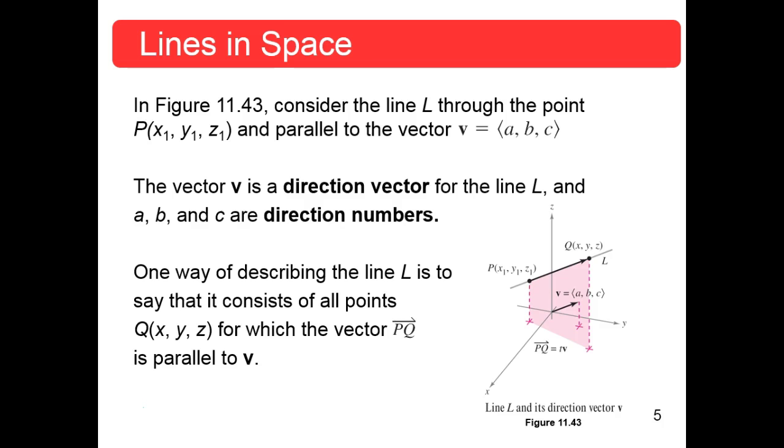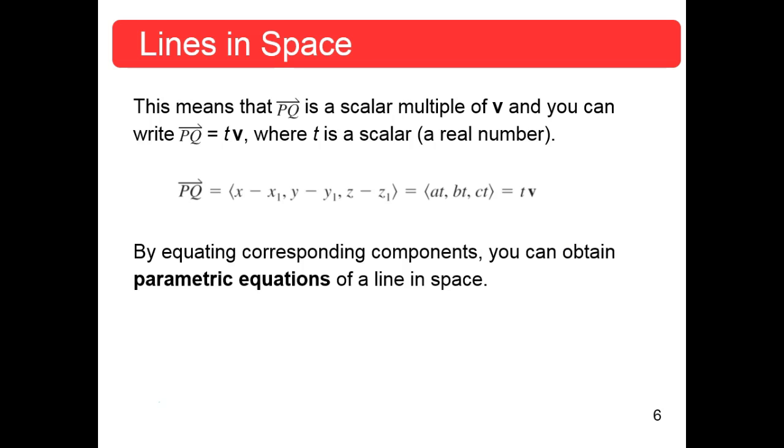So PQ is just some parameter T multiplied by V. So V is down here, PQ is up here. They're parallel to each other. The direction is the same. The magnitude is just a multiple of it in the same direction. So that's why you can just do the T times V. Okay. This means that PQ is a scalar multiple of V. We just said that. It has the same direction. That means they're parallel. And some multiple of the magnitude. And you can write PQ is equal to TV, which they did and what we're doing, where T is any scalar, any real number. Okay.